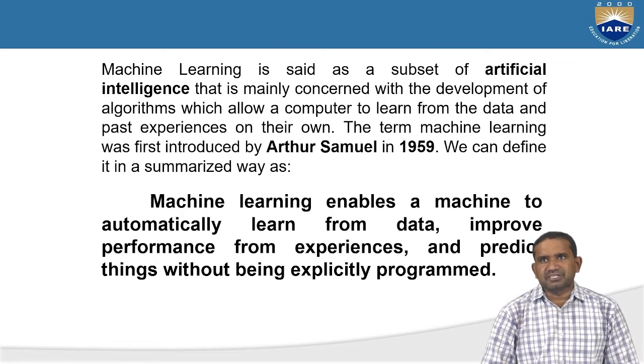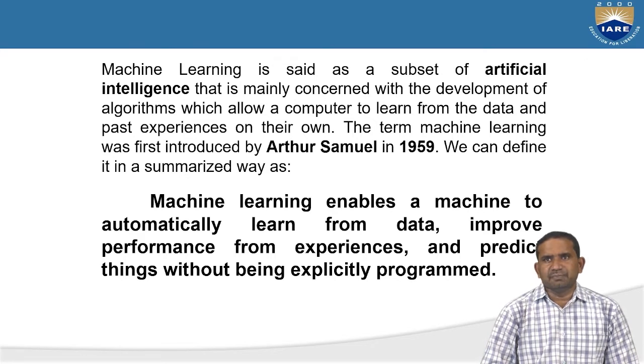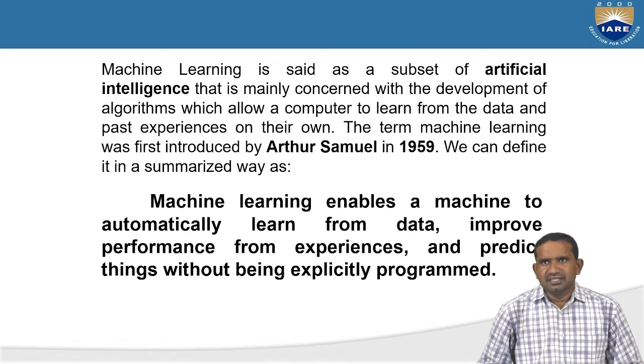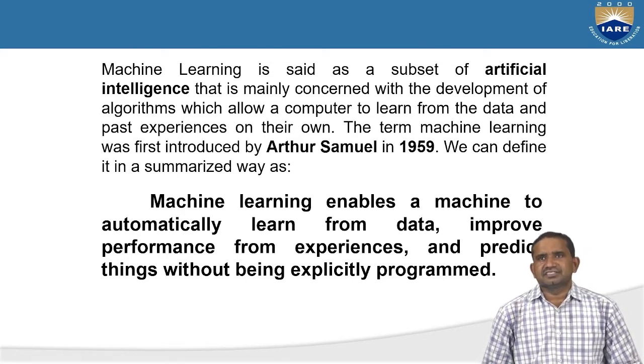Machine learning is said to be a subset of artificial intelligence that is mainly concerned with the development of algorithms which allow a computer to learn from data and past experiences on its own. The term machine learning was first introduced by Arthur Samuel in 1959. Means machine learning is a part of artificial intelligence and it works based on machine learning algorithms, learning something with the help of some algorithms.